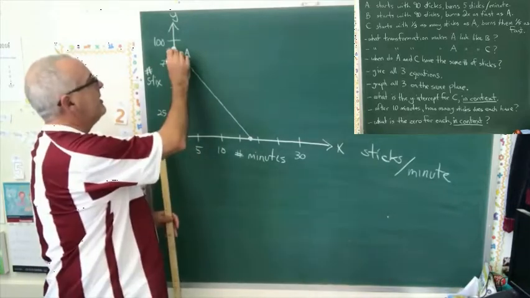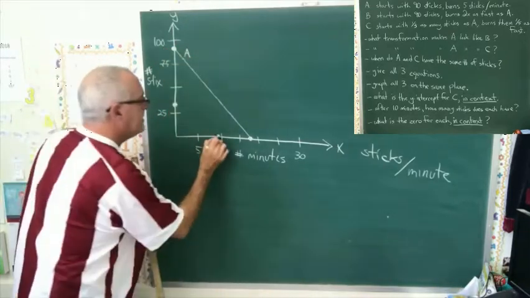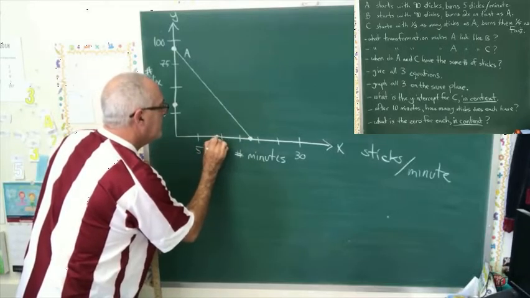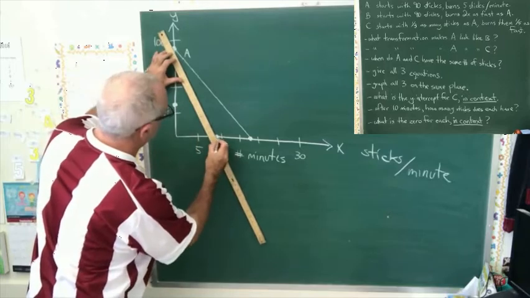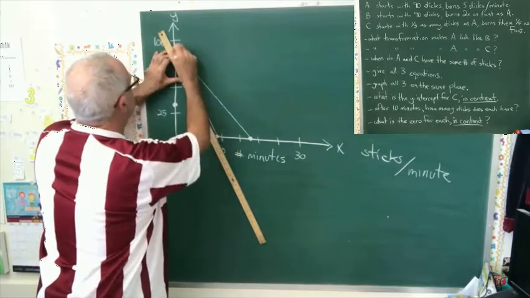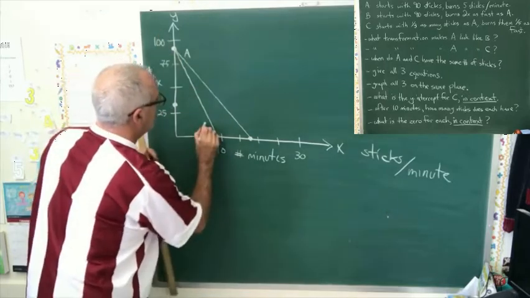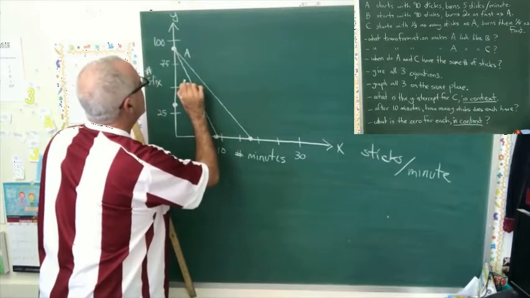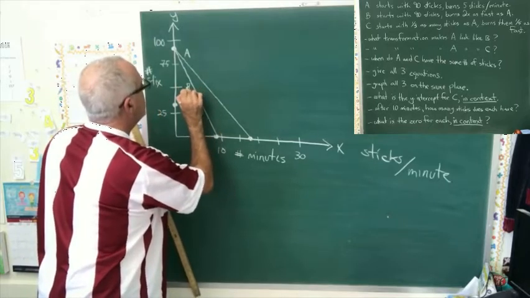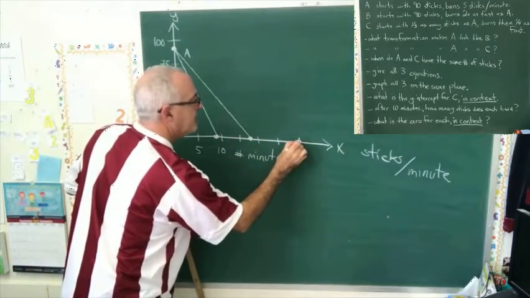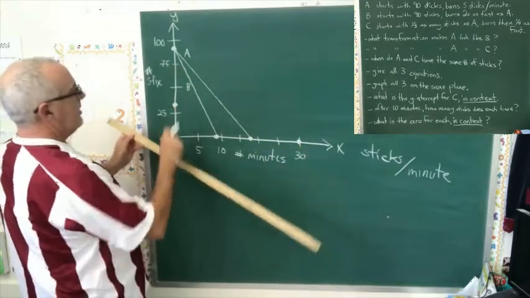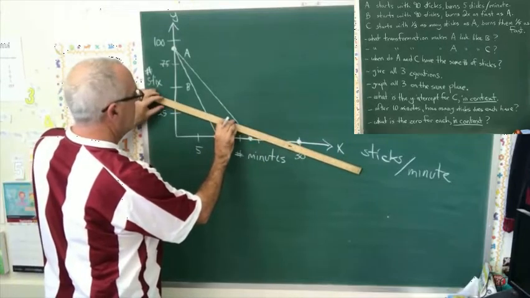Now B started at 90 also, but burnt their sticks in 9 minutes. So I'm putting a dot at 9 on the x-axis, and I'm connecting it to that same y-intercept, and this is going to be B. I'll put B's label out there. Now C is taking 30 minutes to burn all the sticks, and started with 30 sticks, so I'm connecting these two dots.